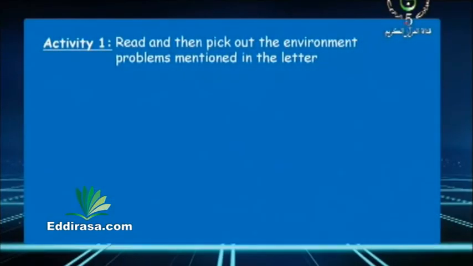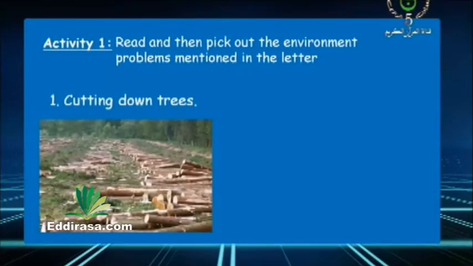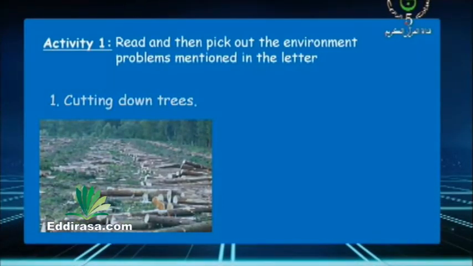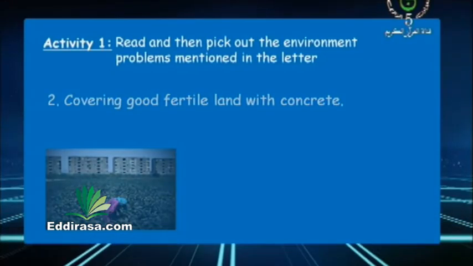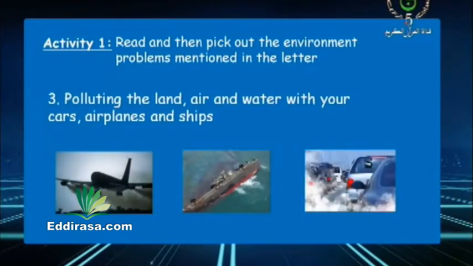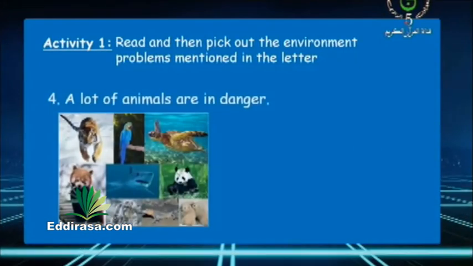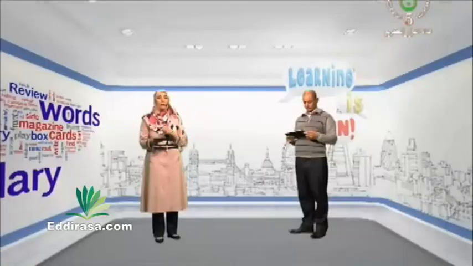So the first problem is going to be cutting the trees. Second problem, covering good fertile land with concrete. Third, polluting the land, air and water with your cars, airplanes and ships. And fourth, of course, lots of animals are in danger. Here are the problems. So, Mr. Zian, after listing the problems, what will we do?